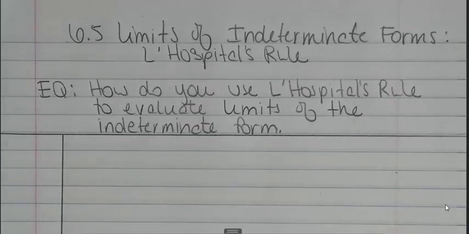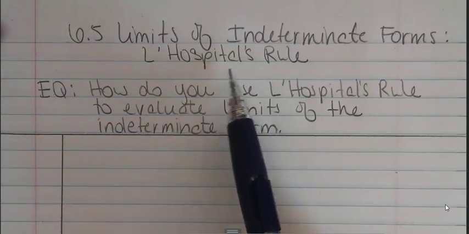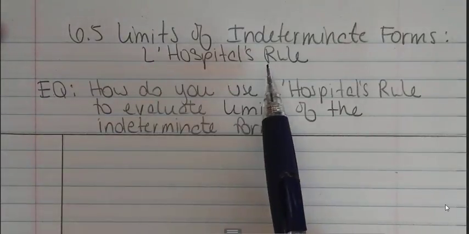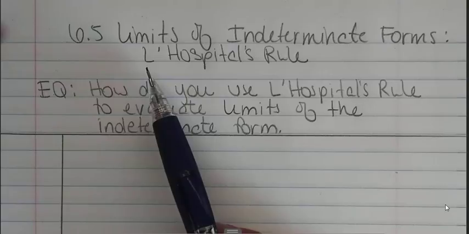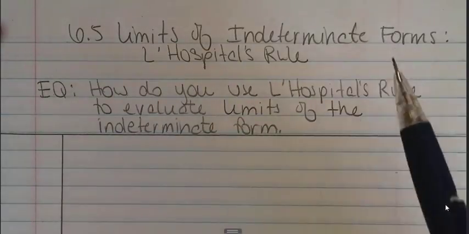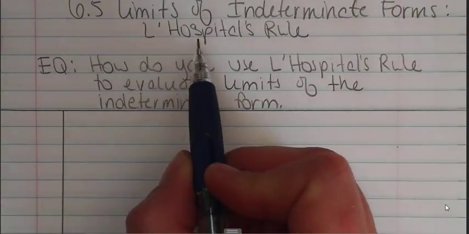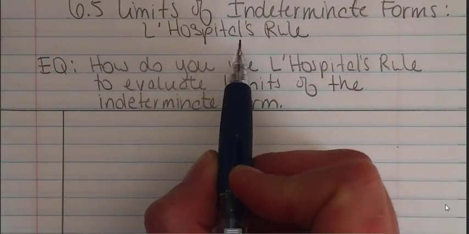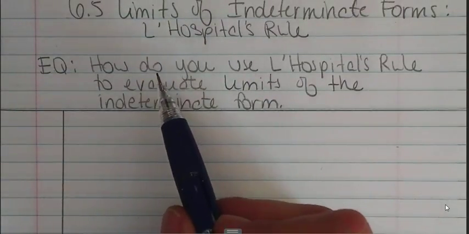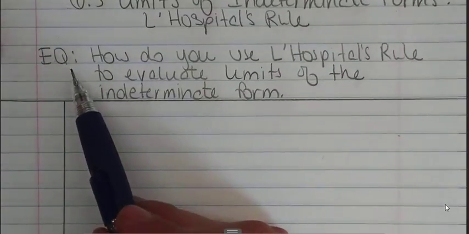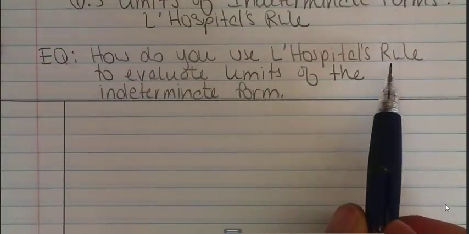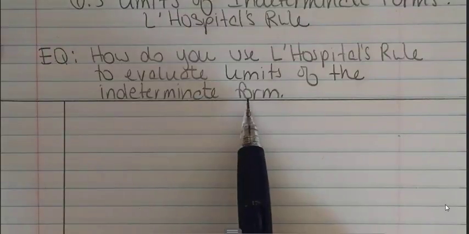6.5 is limits of indeterminate forms. L'Hôpital's rule. I know this looks like L'Hospital's rule, but it's actually pronounced L'Hôpital's rule. And you can look up, this was the guy that came up with it, L'Hôpital. So you can look him up and read about him. Your essential question is, how do you use L'Hôpital's rule to evaluate limits of the indeterminate form?